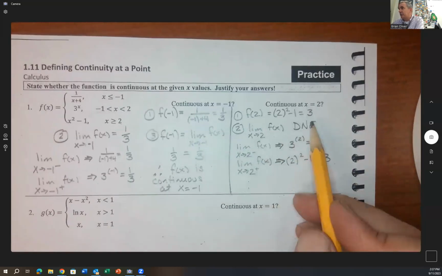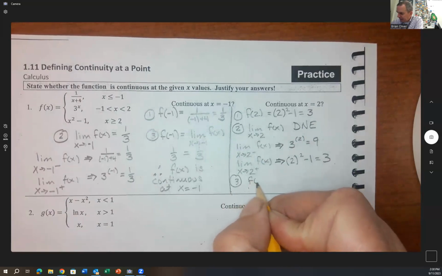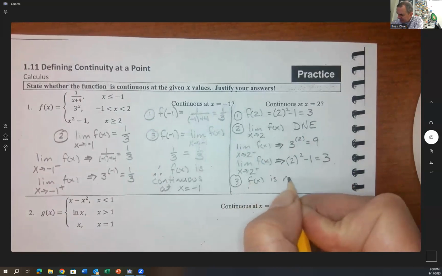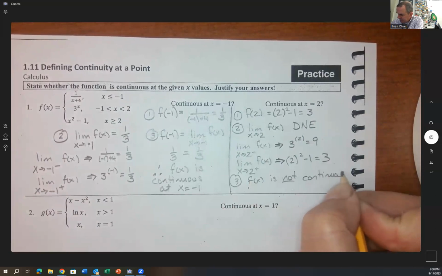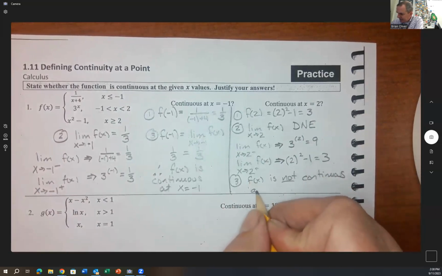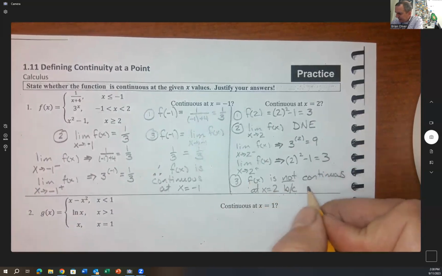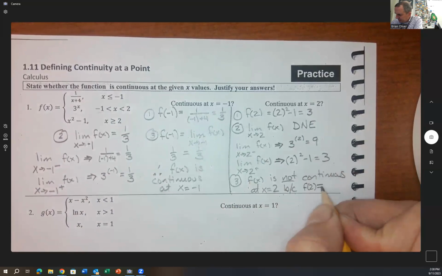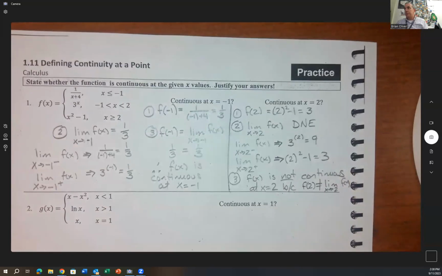And since these two can't be equal, we would say that f of x is not continuous at x equals 2. And the reason is because f of 2 doesn't equal the limit as x approaches 2 of f of x. So that's how we approach that one problem. That's our continuity. So that's one way to approach it.